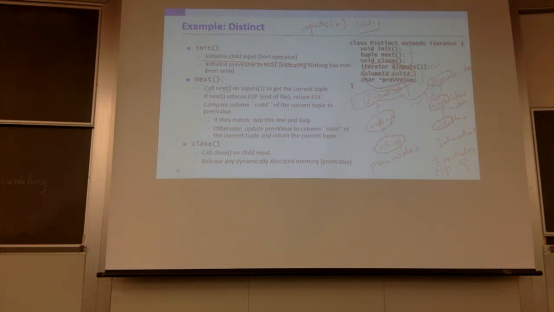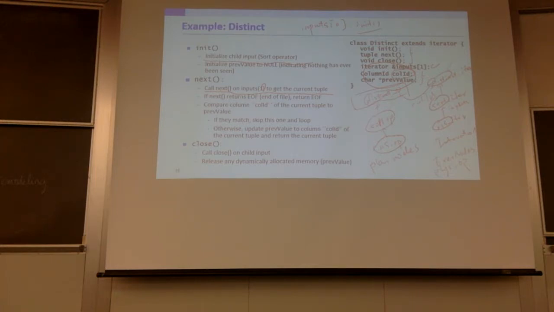So first you call next on inputs 0, right? Since in almost every programming language, except maybe MATLAB, Octave, and maybe Pascal, the array index starts from 0. So you should put a 0 here. When you call next on input 0, you get the current tuple from your child.